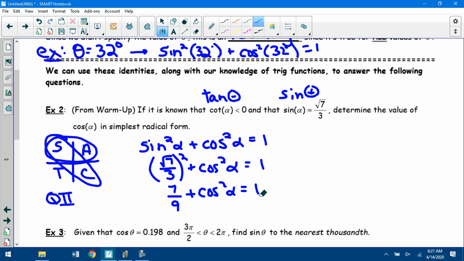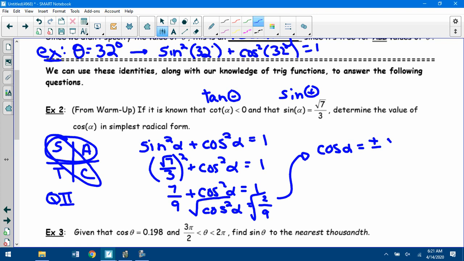You subtract the 7/9. What is 1 minus 7/9? Think of this as 9/9. So 9/9 minus 7/9 is 2/9. Take the square root. And we get cosine of alpha equals, what happens when you take a square root? Plus or minus radical 2, because that's not a nice radical. But what's it going to be over? Radical 9 is just 3.